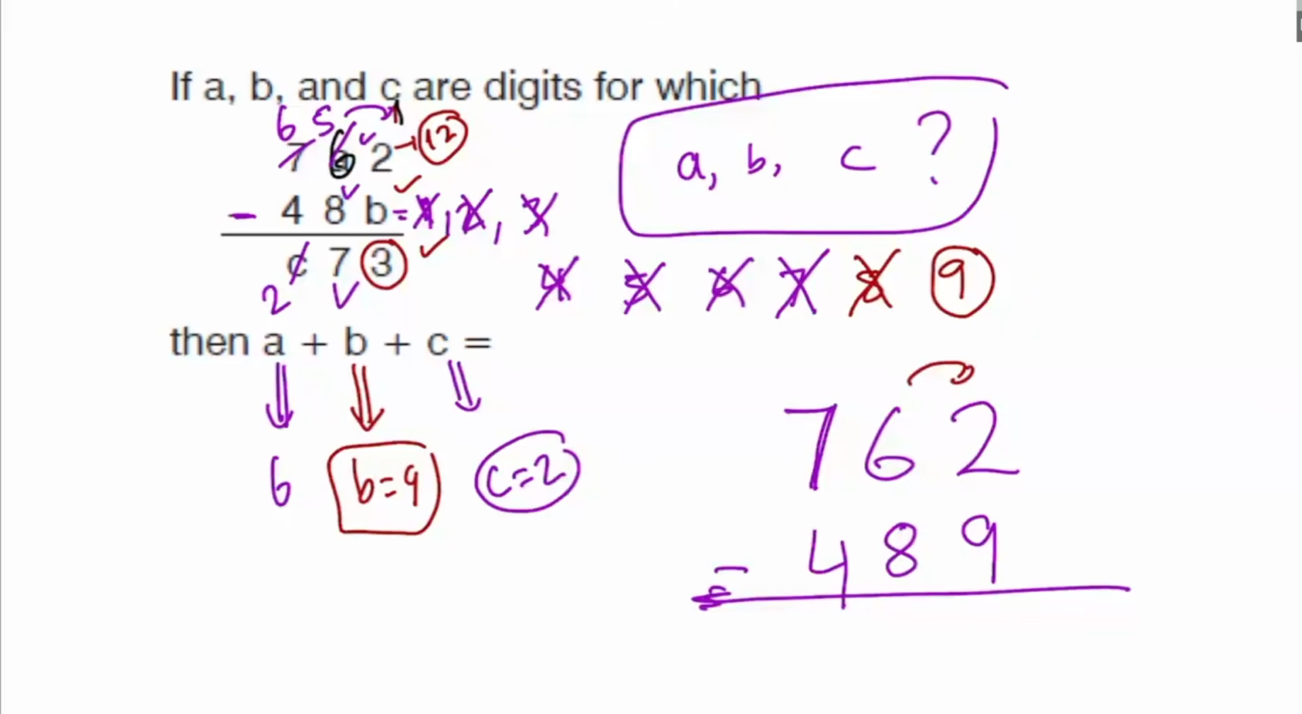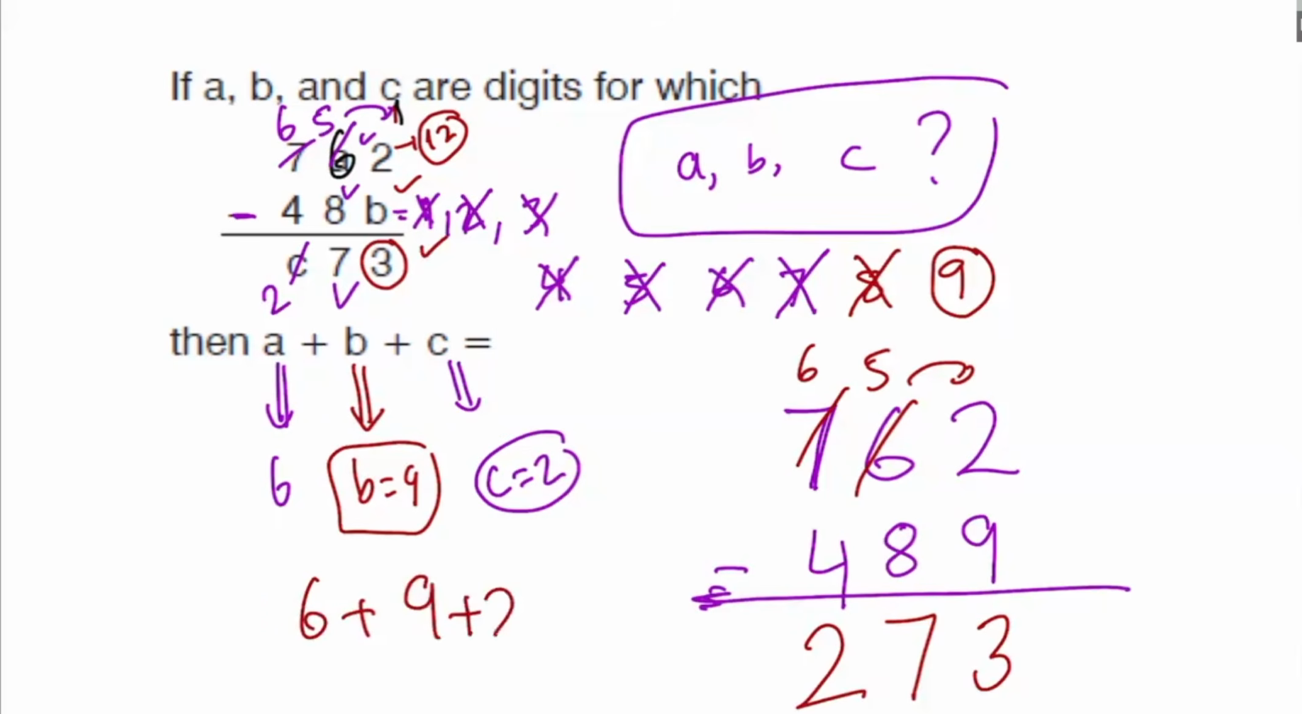Let's do one more time. 12 minus 9, 3. This is 5. 15 minus 8, 7. Therefore, this is 6. 6 plus 9 plus 2 is going to be what? 6 plus 9, 15, plus 2, 17.